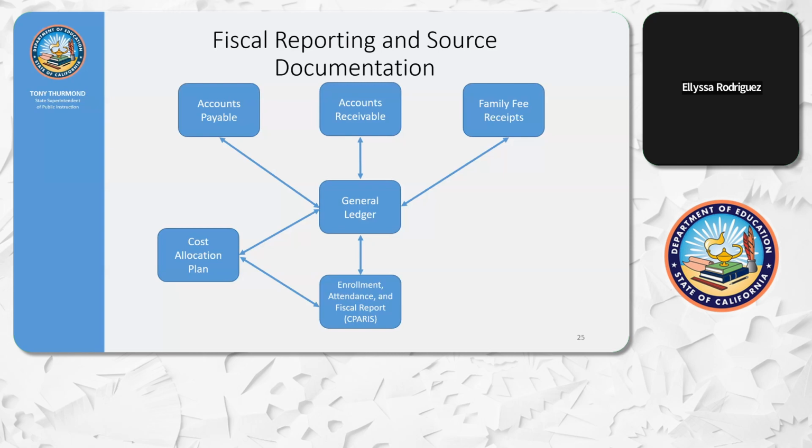Remember that anything recorded in the general ledger should reconcile to its source. If you have a cost allocation plan, that will also impact how your expenses are being reported. As Asadia mentioned, the enrollment, attendance, and fiscal report is the basis of reimbursement for your contract. It is extremely important to ensure that all source documents can justify contract reimbursement.